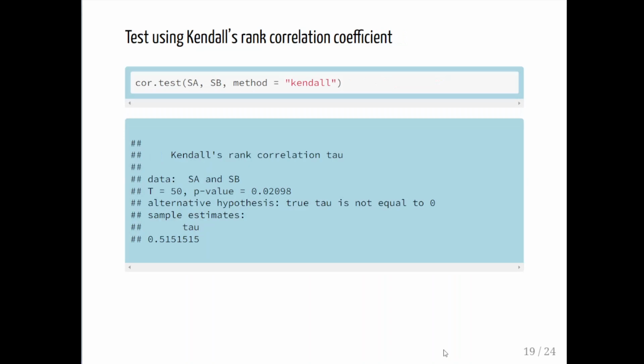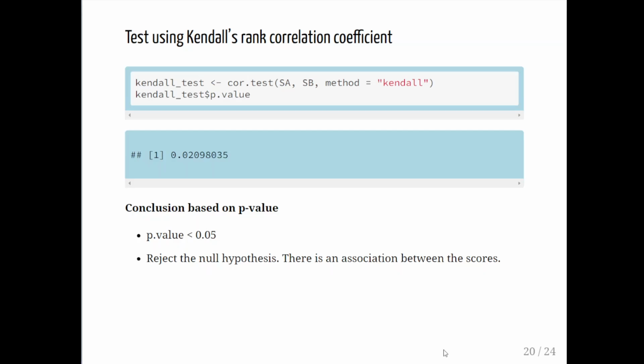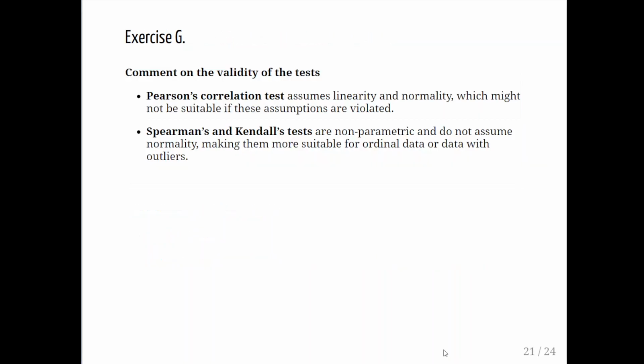And finally, Kendall's rank correlation coefficient, which has a very similar structure to the Spearman. Here the p-value is 0.02098, and that is what we're interested in. Following the same approach as before, we save it as a test object, and we can extract the p-value directly, and there it is again, 0.020980. The exact same conclusion once again: the p-value is less than 0.05, we reject the null hypothesis, and there is an association between the scores.